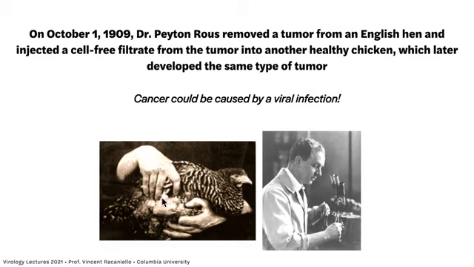So he takes the tumor and he grinds it up. And he filters it, remember, through a porcelain filter. And it was known already that if you do that, you can separate bacteria from filterable viruses, right? The viruses that go through the filter. He takes the filtrate and injects it into another chicken, and the chicken develops a tumor. Amazing. 1909. So he concludes cancer can be caused by a virus.